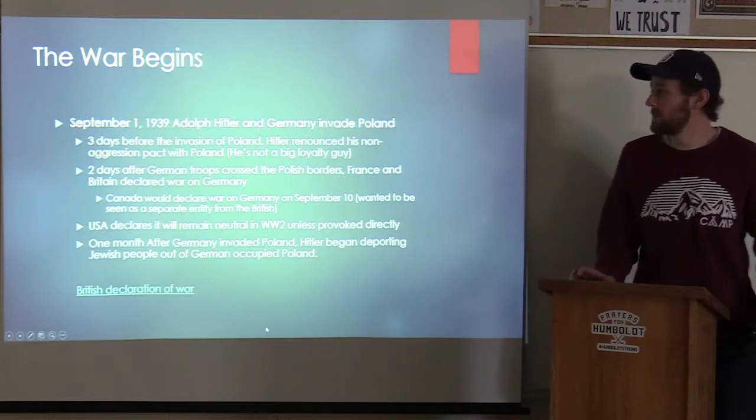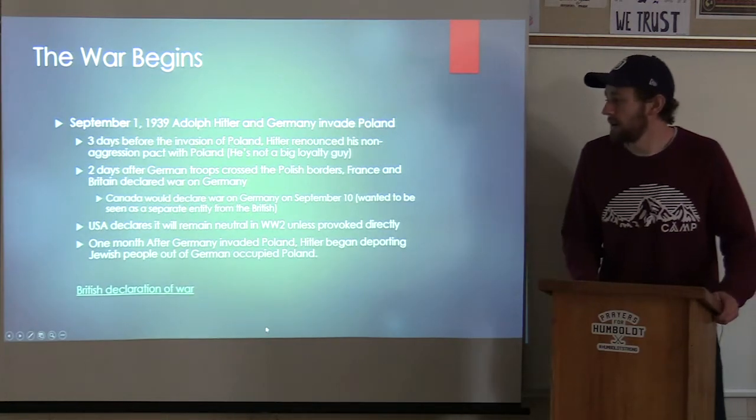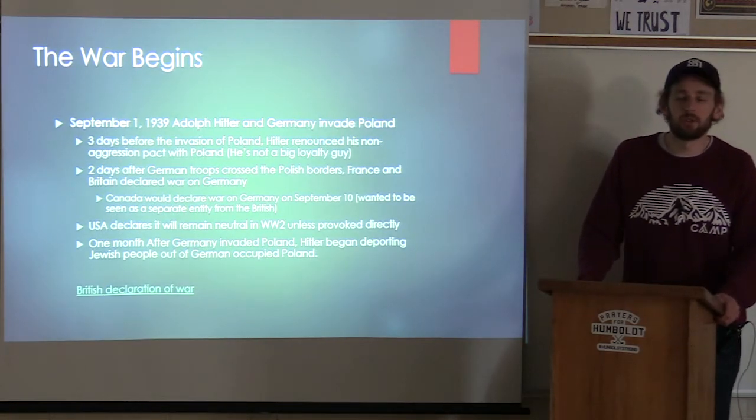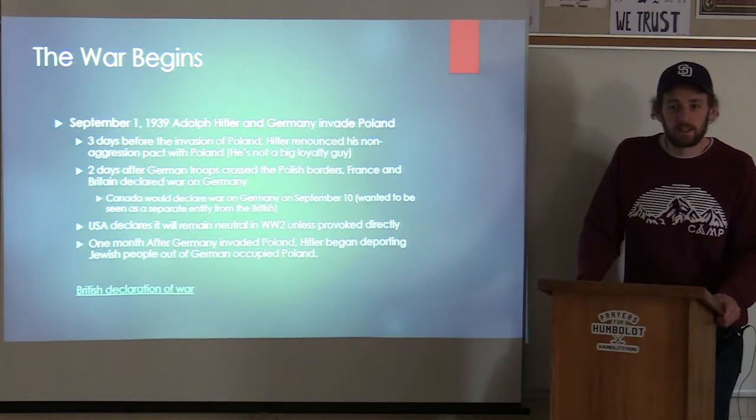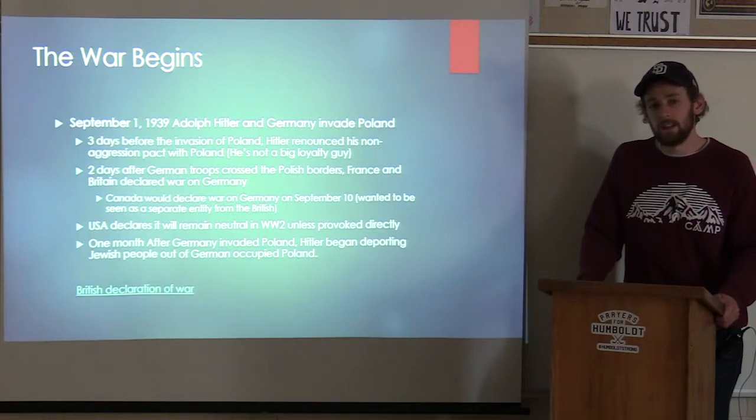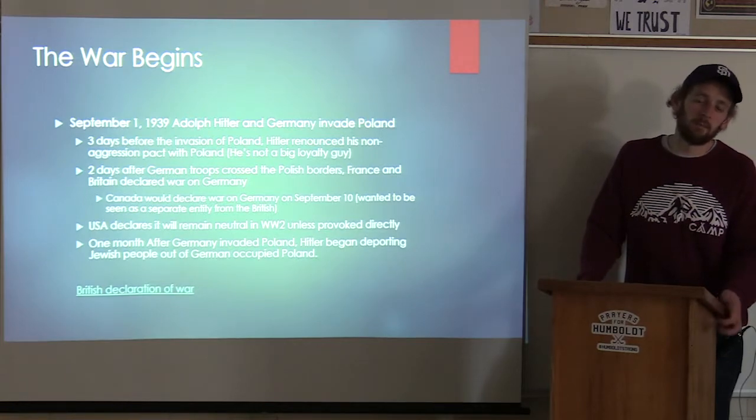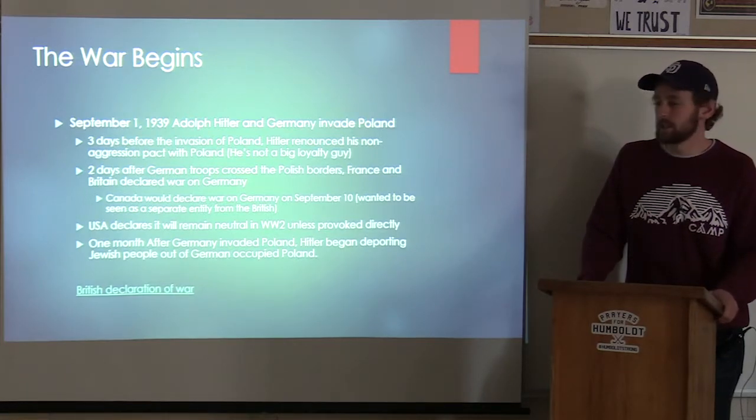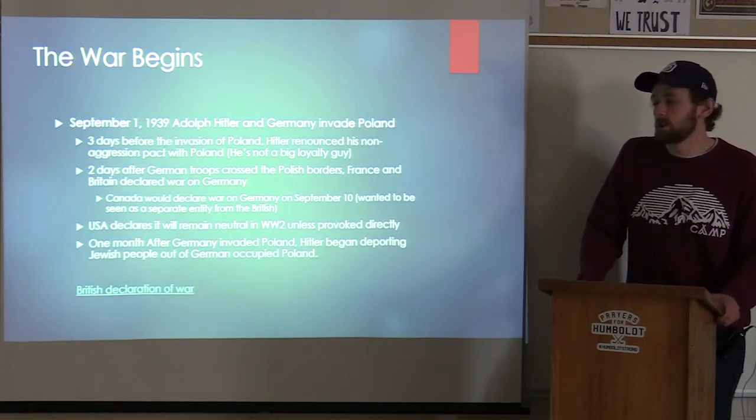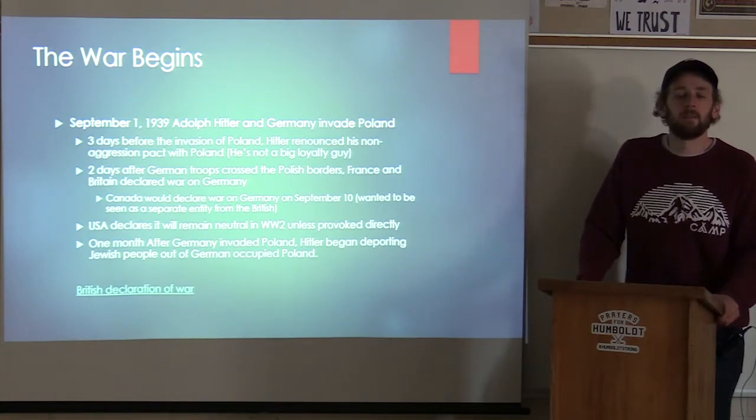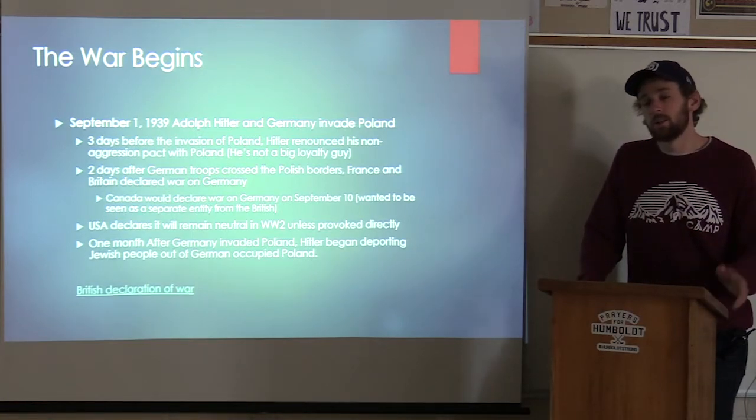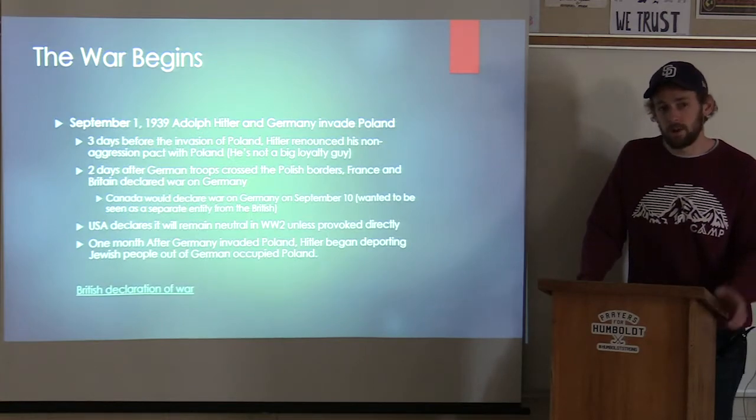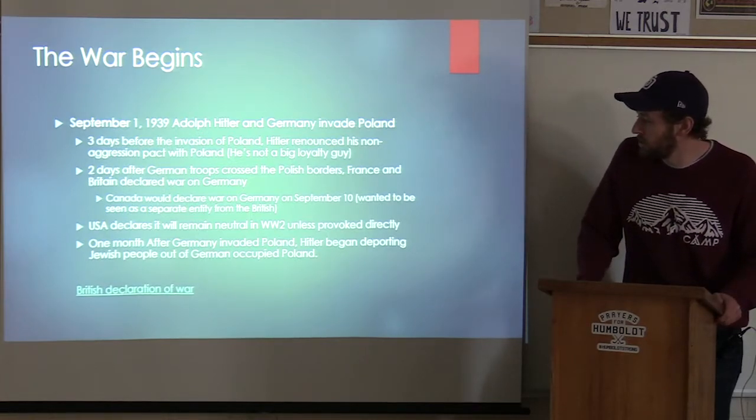So the war begins September 1st, 1939, when Germany and Adolf Hitler marched their troops into Poland. Now, 3 days before he did this, Hitler actually reneged on a treaty that he had with Poland that said he wouldn't invade them, but as you're going to find out, Hitler's not the best at keeping his word. So they march across the Polish border. Britain and France give him essentially a day to think about it, and if he doesn't pull his troops out, then Britain and France would declare war on Germany. Hitler doesn't pull his troops out of Poland, and Britain and France declare war on Germany.